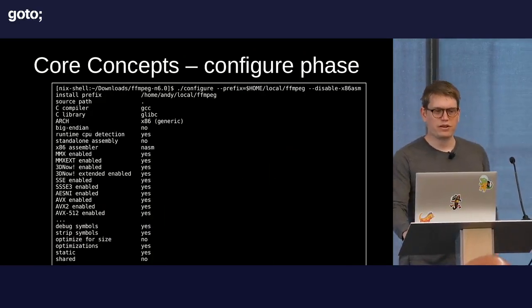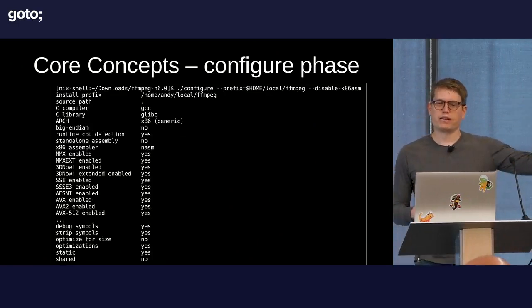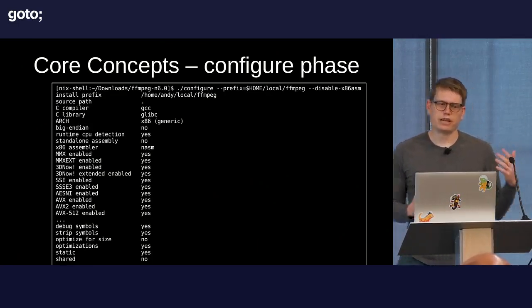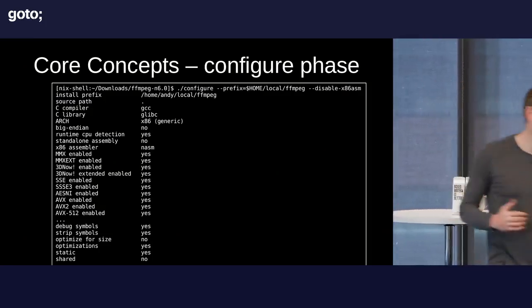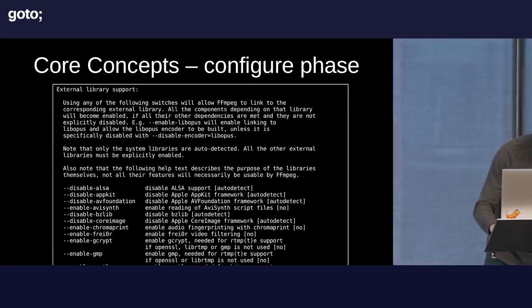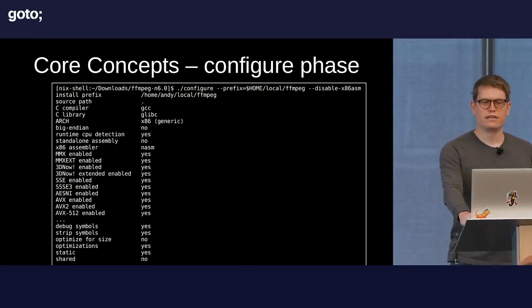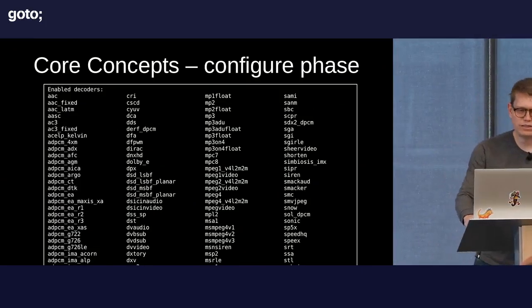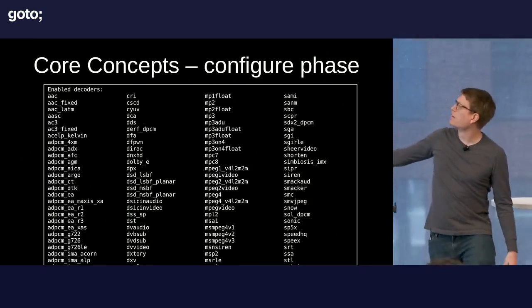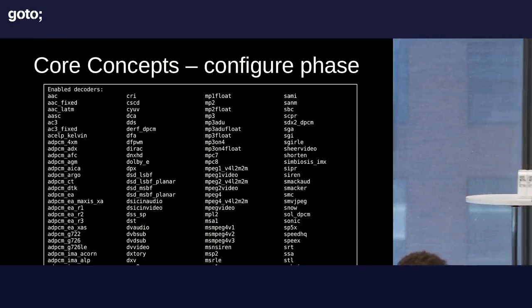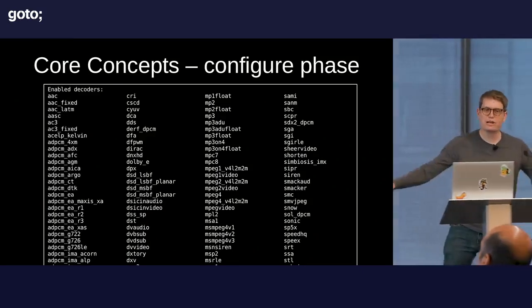So scrolling down some more, at the end of running the configure script, it's going to tell you, okay, this is what we were able to enable. And if that list looks good, then you can continue. But if that list looks bad, then you should stop now.